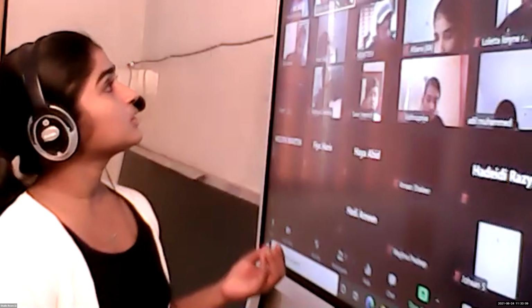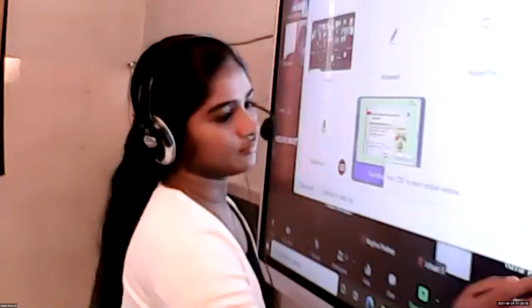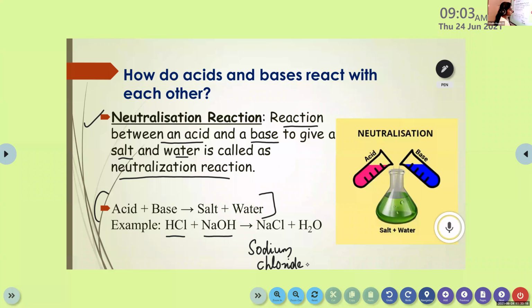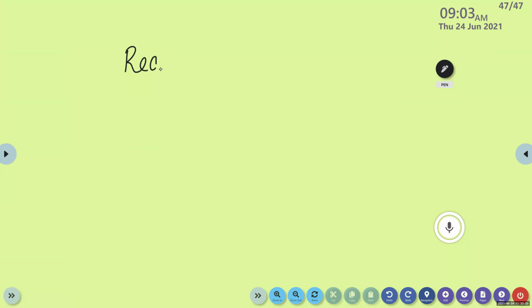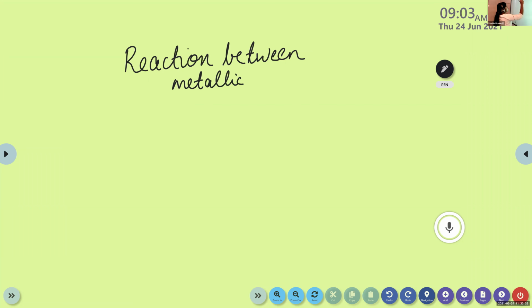So we just take a small amount of copper oxide. Can you repeat the name of the reaction? I will write the heading here. Reaction between metallic oxides and acids, or metallic oxides with acids.